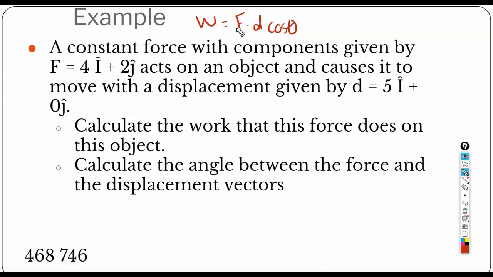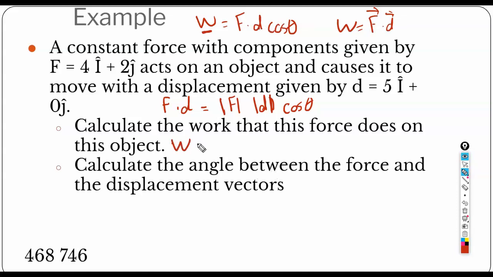Now remember that on the left side here, really what we have is the dot product of F and D. So F dot D is equal to the magnitude of F times the magnitude of D times cosine theta. So if I want to find the work done, that work is just equal to the dot product of force and displacement. And that's actually how a lot of textbooks write it, rather than writing FD cosine theta.